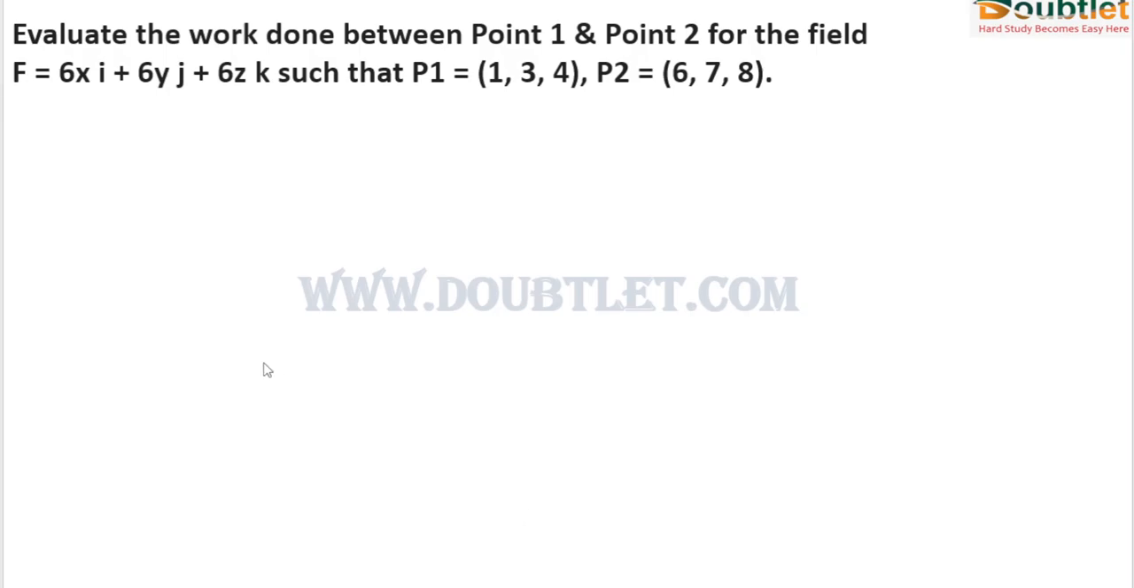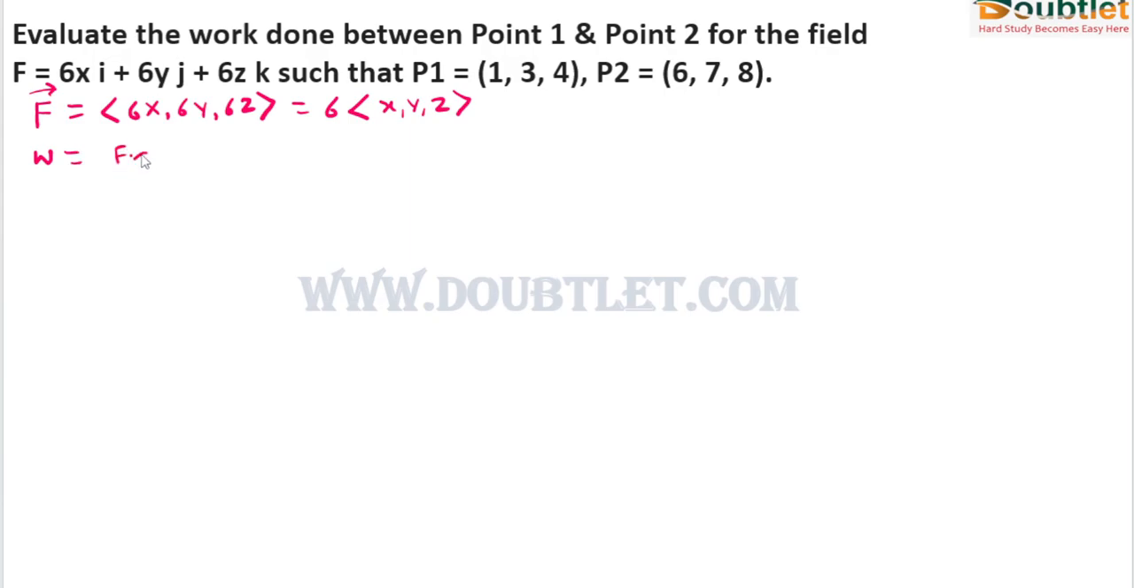So in this question, we are going to find the work done between the 2 points by the given vector field, and the coordinates of both points are also given. First of all, we have to write the vector field in x, y and z format: 6x, 6y and 6z. Here we can take 6 common from all three, that is x, y, z.